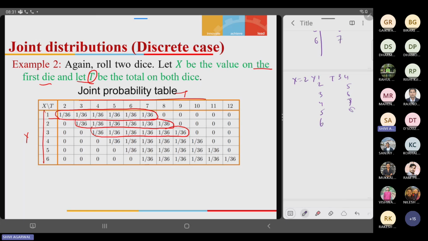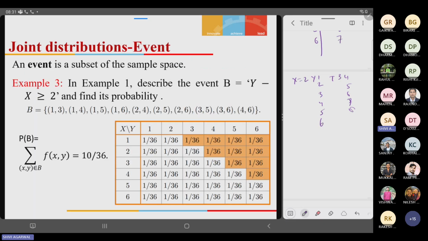When x is equal to 6, it will start from 7 and go up to the maximum value 12. Got it? Now we can find out different types of probabilities based on that event. So say we are considering y minus x is greater than or equal to 2. So here y is equal to 2. If we are talking about 2, that is 1, 3, 1, 4, 1, 5, 1, 6. That is y minus x always coming greater than or equal to 2. Similarly, 2, 4, 2, 5, 2, 6, 3, 5, 3, 6, 4, 6.